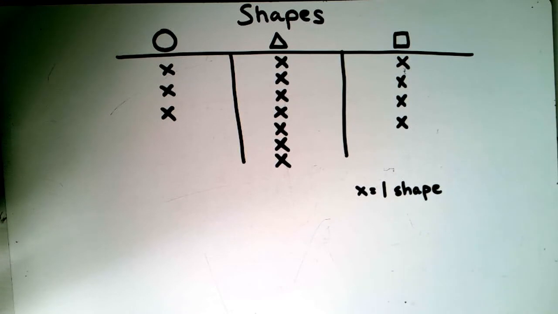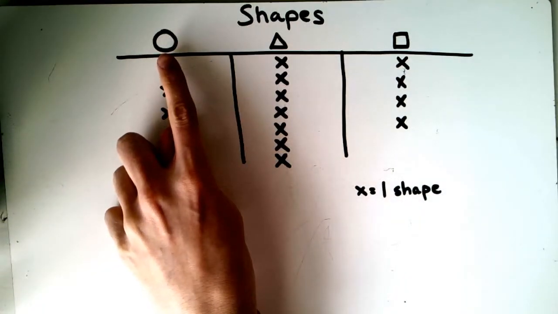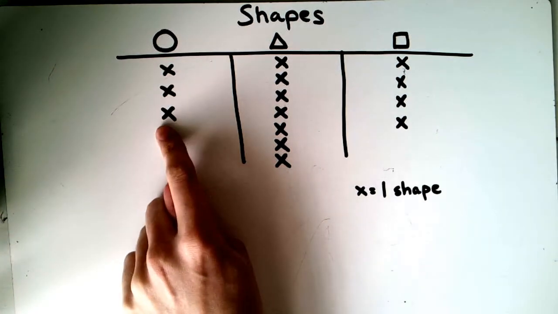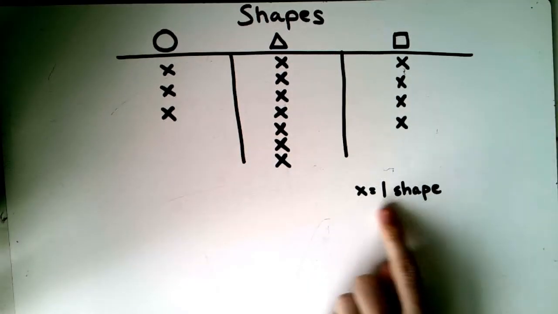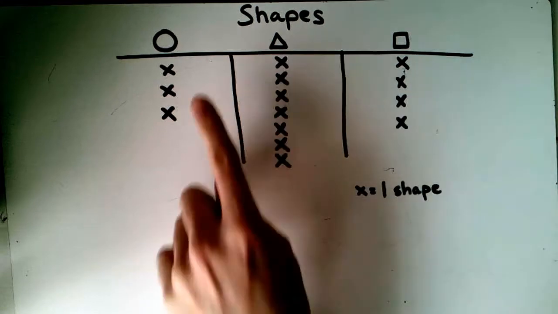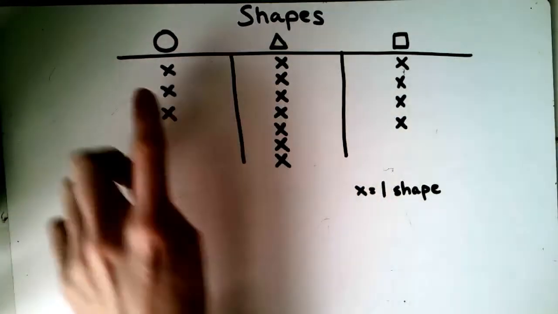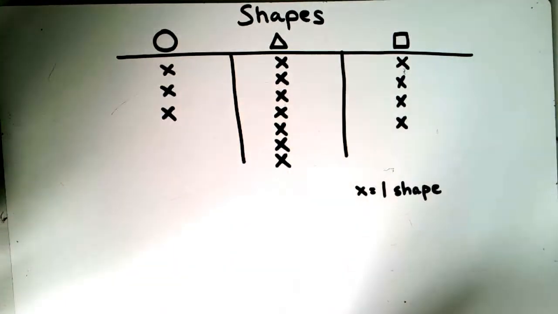Now, the first thing I like to do before I ever answer any questions about a graph is I just like to take a look. We notice our first shape here is a circle, and there are some X's underneath. Now, if I don't know what the X's mean, sometimes graphs have a little key here that says X equals one shape. So if there's one X, that means one circle was chosen. So how many circles were chosen? One, two, three.